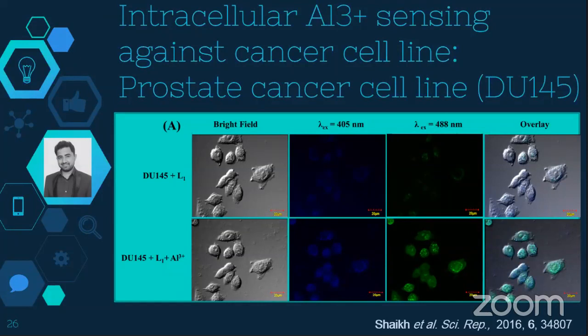So here you can see this. That means our aluminum metal ion is highly sensible inside the cell lines also. If you treat the cell line with ligand, a very weak fluorescent intensity is observed. But as soon as you add aluminum metal ion to it, the fluorescence is glowing so tremendously. The fluorescence intensity is enhanced multiple times, and it is very evident that there is intracellular multicolor imaging potential of 1.